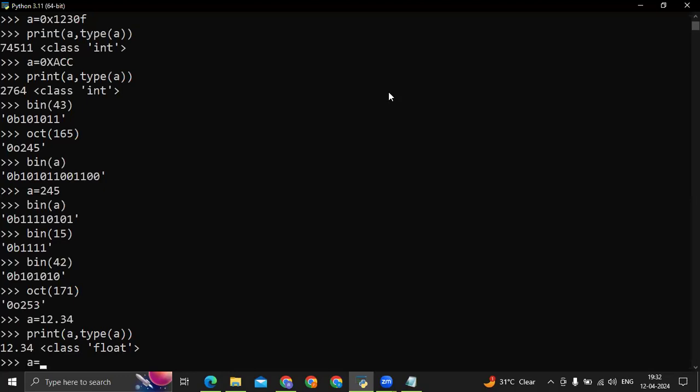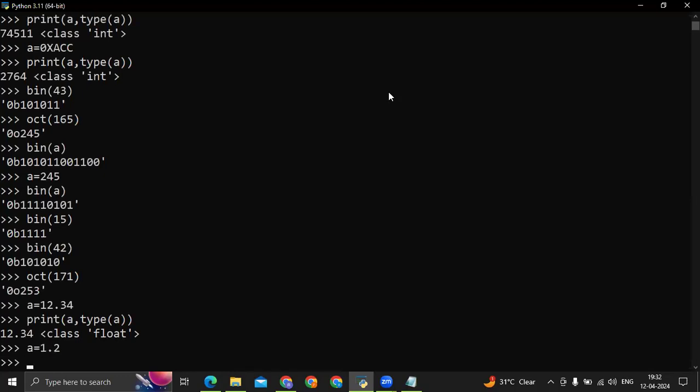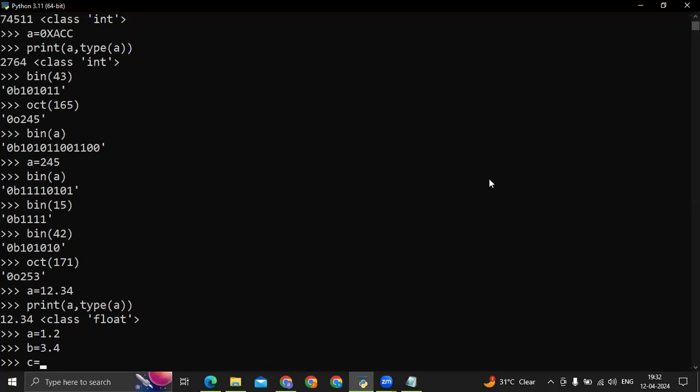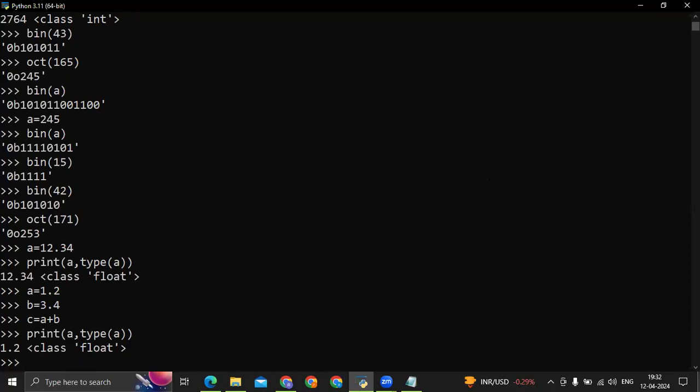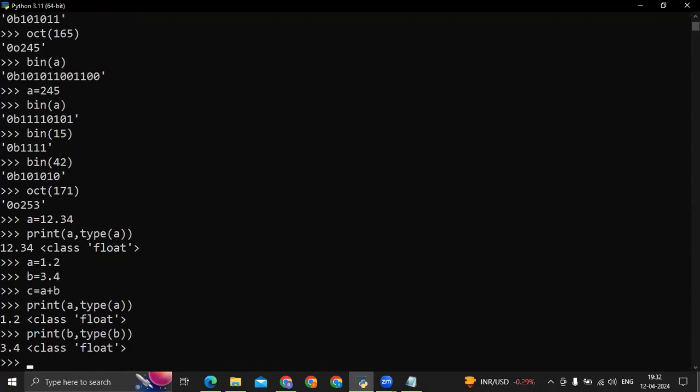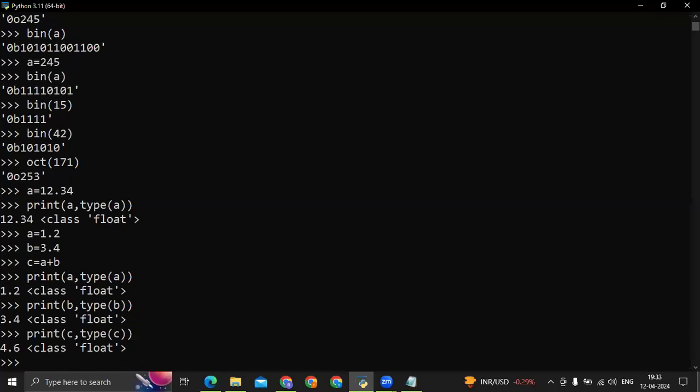Now let me write A is equal to 1.2, B is equal to 3.4. Now C is equal to A plus B. Now print A, type of A. Now print B, type of B, then print C, type of C. This is also float.